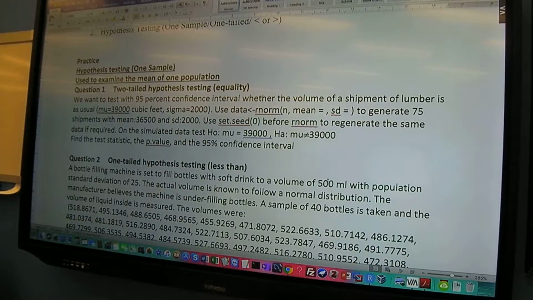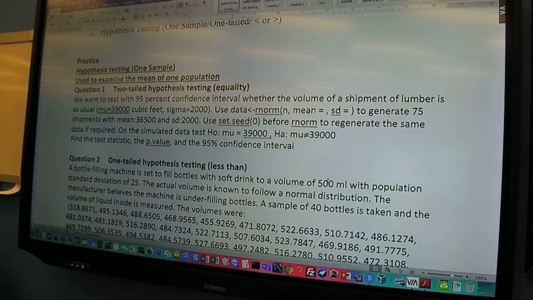And now I'm going to create my null hypothesis and my alternative hypothesis. Very important: the null hypothesis always has an equal sign. You never put another sign, like greater than, less than, or not equal, in the null hypothesis. You put that in the alternative hypothesis.